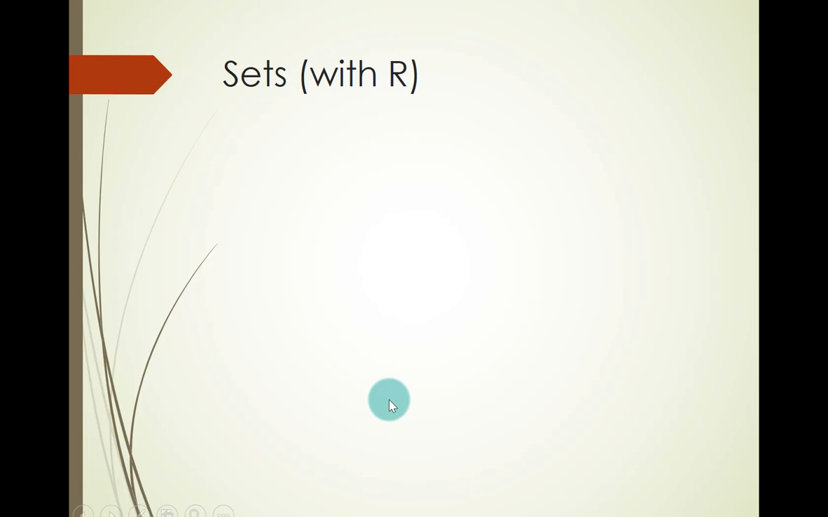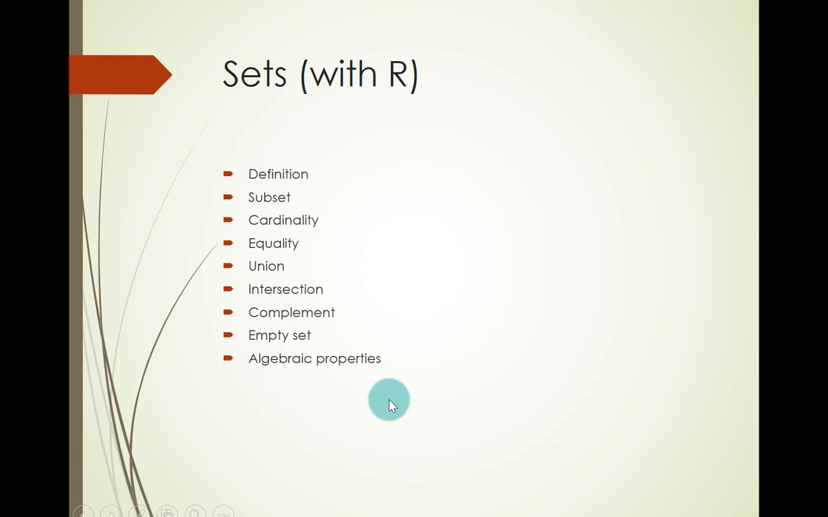So we'll start out with sets. And of course, most of us have studied sets before. We just want to do it with R as well. So we'll talk about the definition of a set, subsets, cardinality, which just means how many elements are in the set, equality, union, intersection, complement, empty set, algebraic properties.